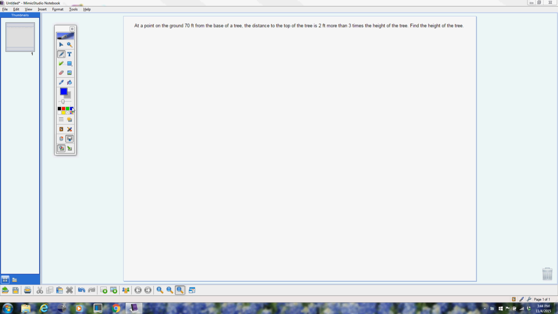Let's look at a problem that says at a point on the ground 70 feet from the base of a tree. So we have a point that's going to be 70 feet from the base of this tree. So we'll let this be our tree over here. Okay, so 70 feet from the base of the tree. It says the distance to the top of the tree.